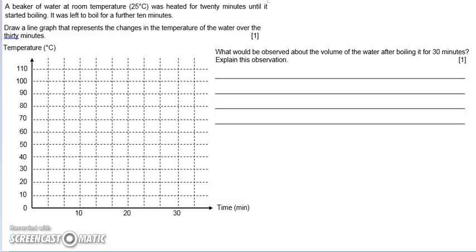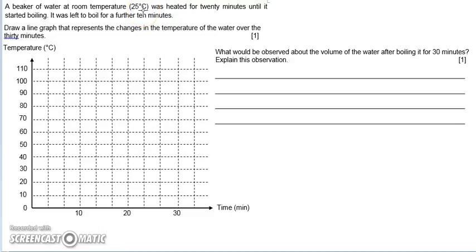A beaker of water at room temperature 25 degrees Celsius was heated for 20 minutes until it started boiling. It was left to boil for a further 10 minutes. So in this question, the room temperature is given at 25 degrees Celsius.